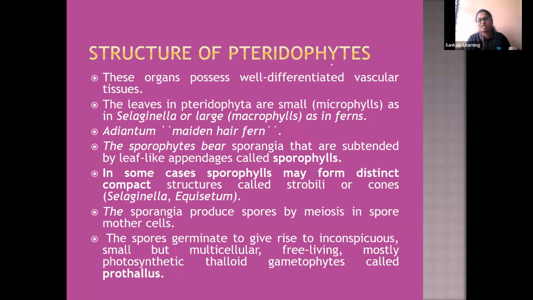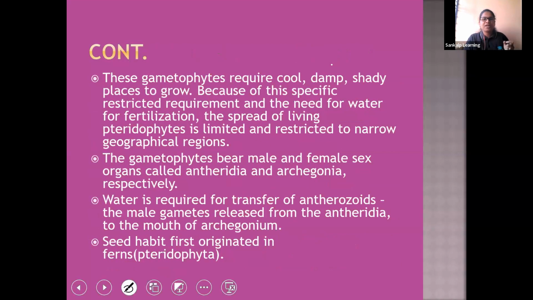As spores germinate, they give rise to inconspicuous, that is, not clearly grown, small but multicellular, free living, mostly photosynthetic thalloid gametophyte called prothallus. These gametophytes require cool, damp, shady places to grow. Because of this specific restricted requirement, and the need for water for fertilization, the spread of living pteridophytes is limited and restricted to narrow geographical regions. Very nice point.